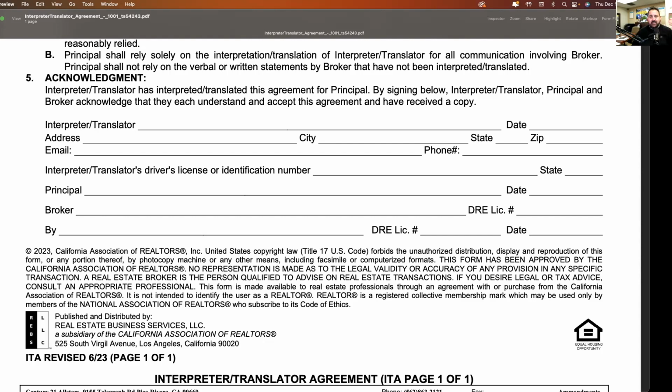So again, I'm just letting you know that this is the way we're supposed to do it when we're dealing with someone who is not fluent in English. How you choose to do that with your business is completely up to you, but I just need you to know that this is the proper way for us to deal with those transactions where we have somebody who is not a fluent English speaker, okay? All right. Any questions before I let you guys go?